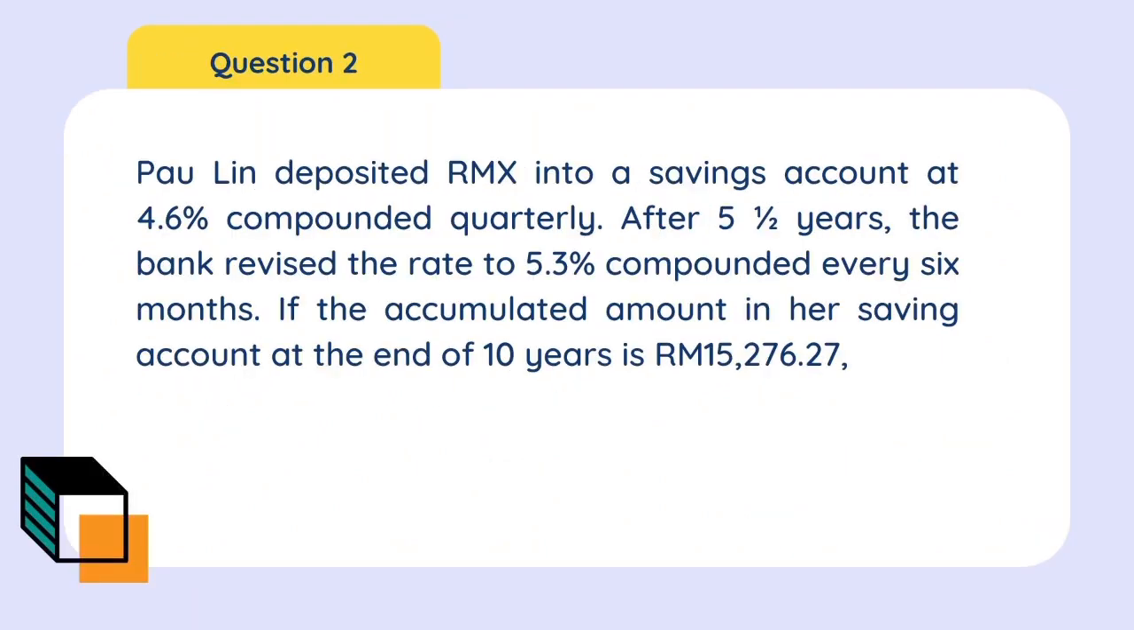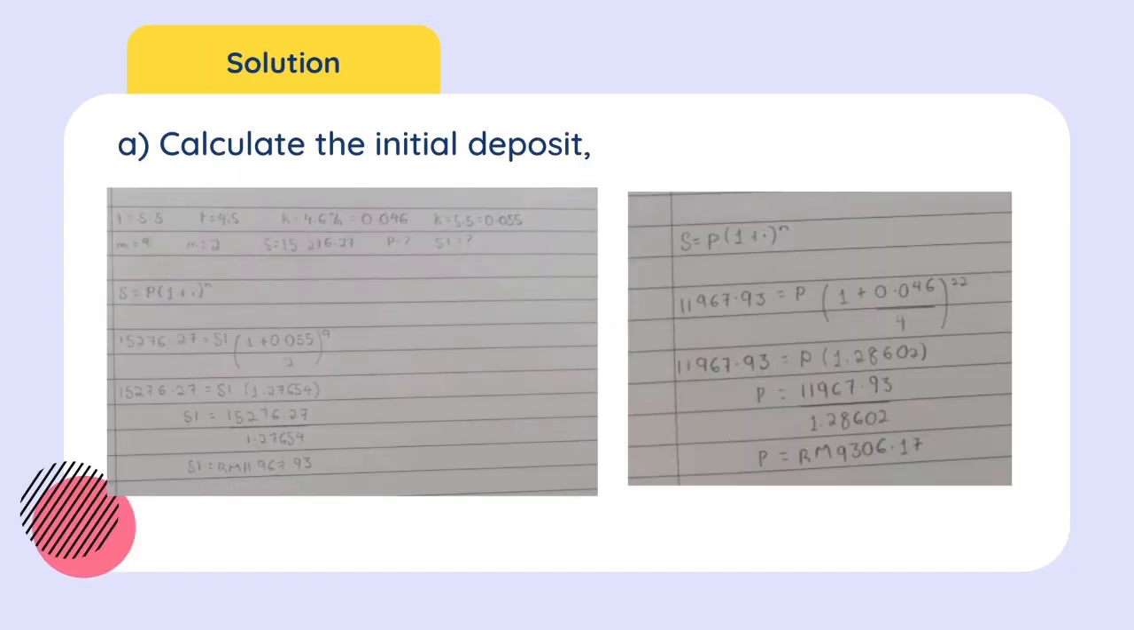Pauline deposited RMX into a savings account at 4.6% compounded quarterly. After 5.5 years, the bank revised the rate to 5.3% compounded every 6 months. If the accumulated amount in the savings account at the end of 10 years is RM15,276.27, calculate the initial deposit. So our first T is 5.5 years. How do we get the other T? It is 10 minus 5.5 years, so we get 4.5 years. Our K is 4.6% divided by 100, which gives 0.046, and the other K is 5.5%, which is equivalent to 0.055. Our M is 4 and 2, so our S is RM15,276.27.